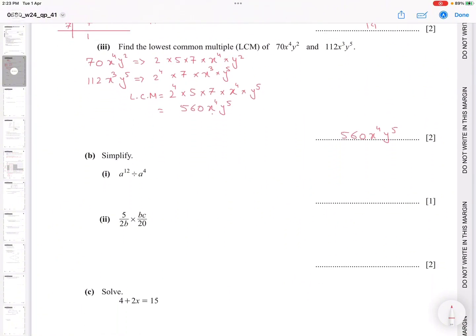In B part, simplify a power 12 divide a power 4. So this gives us, bases are same and they are dividing by each other, so powers must be subtracted. This is the indices rule. A power 12 minus 4, and this gives us a power 8.